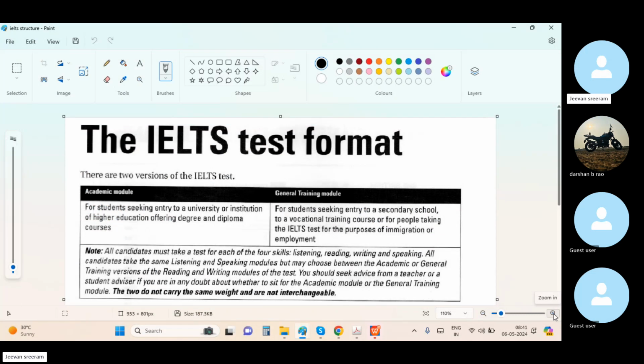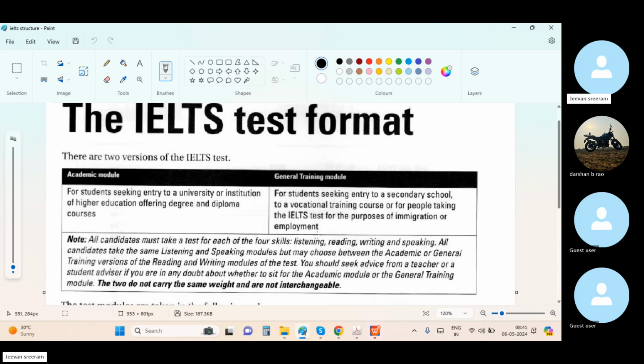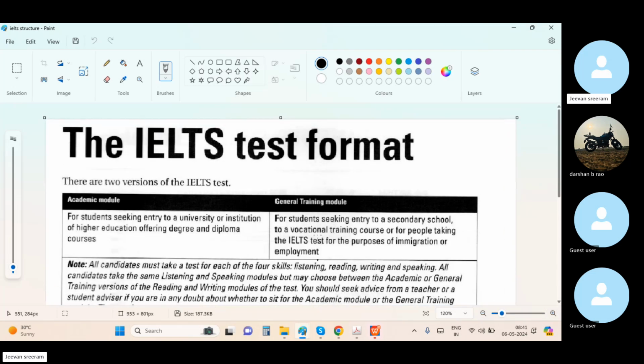So the structure of IELTS. Let's revise the basic information, the introductory information about IELTS for some time. So there are two versions based on your requirement.